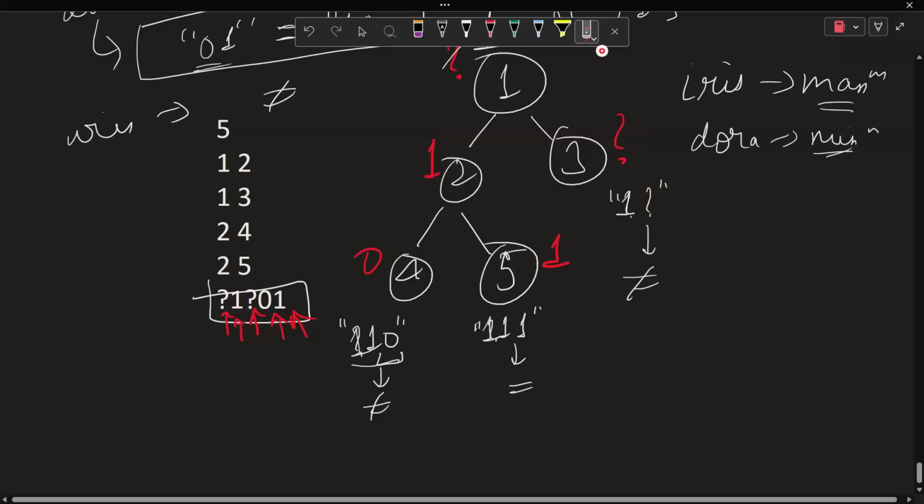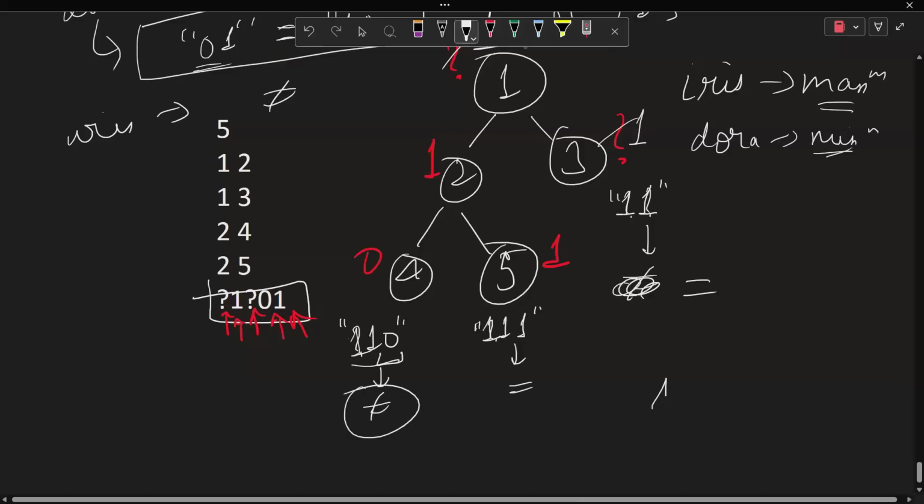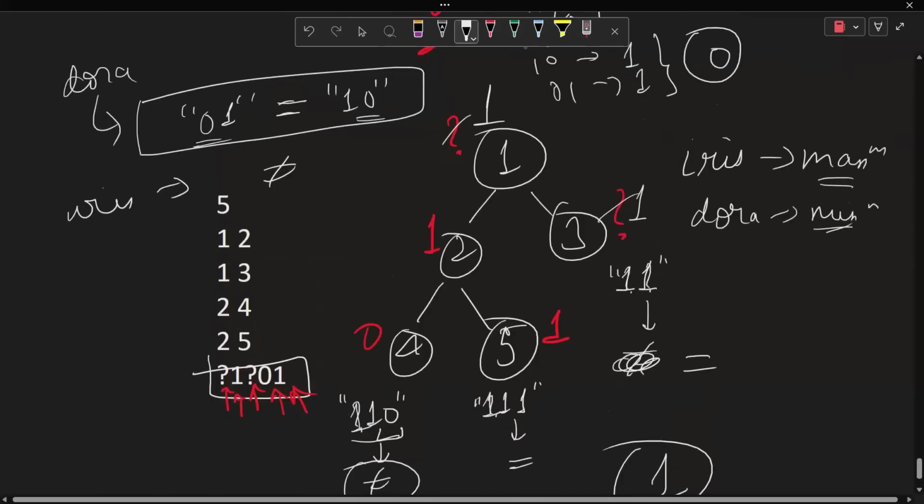So what is Dora trying to do? He is trying to make it equal. So he would replace it with 1 so that they become equal. Yeah. So your final answer is the number of unequal. So there is only one unequal. So 1 is your final answer. So if at the beginning, Iris replaces this question mark with a 1, then your final answer would be 1.